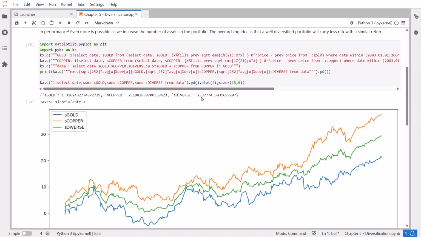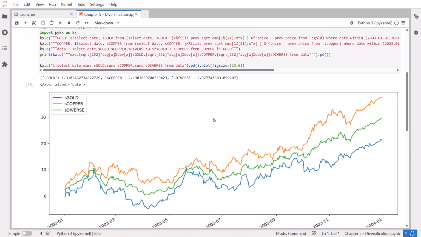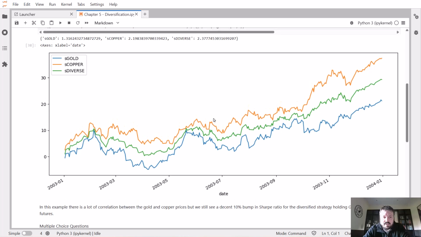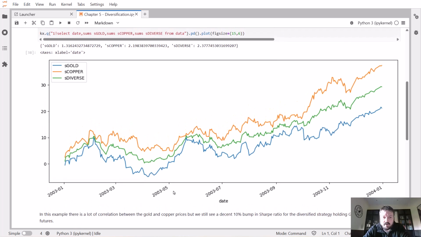So that's a practical example of where averaging two strategies bumps the Sharpe ratio significantly. So here we're getting about an extra 10% on our Sharpe ratio. It's up to almost 2.4, which is pretty impressive for this strategy. This is an example. There's a lot of correlation between gold and copper prices, but we still see a 10% bump in the Sharpe ratio for the diversified strategy holding gold and copper futures.